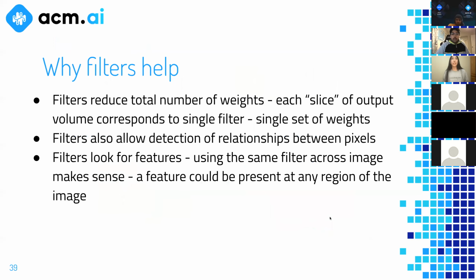Perfect. Okay, and now some big picture points on why filters are important. One of the big things is that filters allow the computer to figure out the relationship between pixels in a very efficient way, which is needed for images. Filters look for features. And since the filters all have the same weights applied to them, it means that CNNs are not sensitive to translation, which is very important.